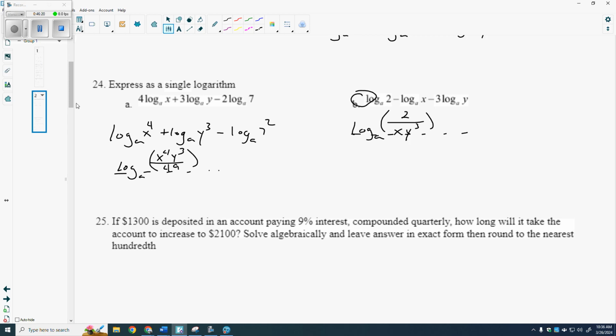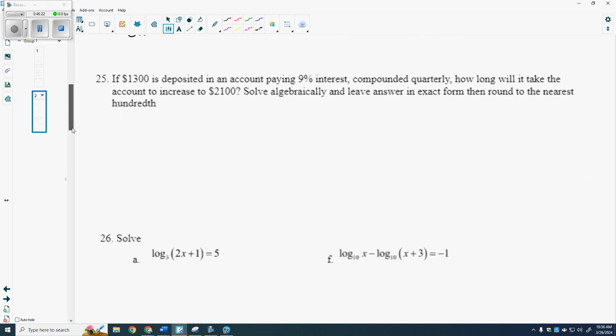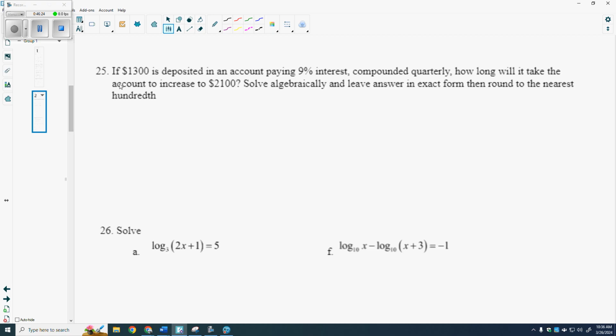Okay, 25. Switching gears, kind of go back to word problems. Keeping you on your toes. Amount equals principal 1,300. Compounded quarterly, so I have the 1 plus 0.09 divided by 4. And it's raised to the 4t power. How long will it take for this to increase to 2100? So that's what we end with.